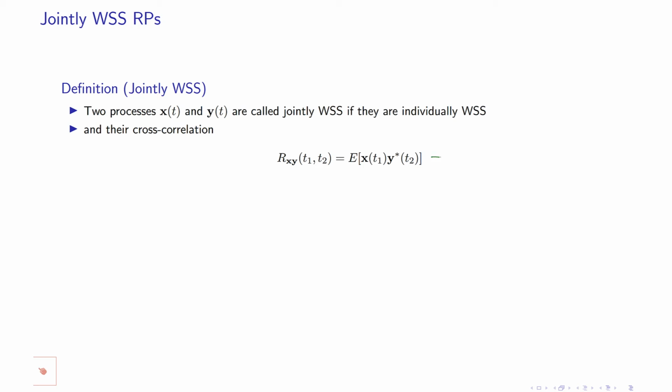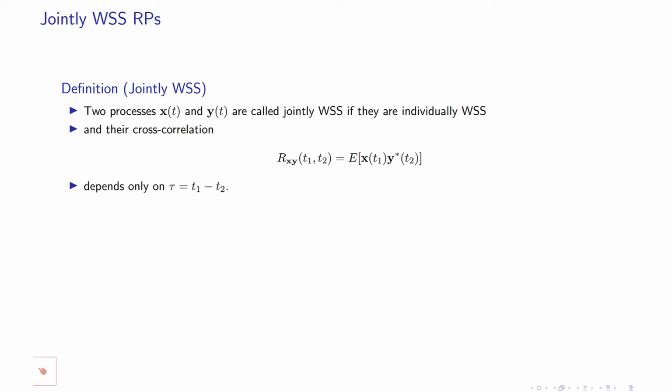So this one shall be equal to Rxy of t1 plus a time delay, let's say c, and t2 plus c, for all t1, t2, and c. In that case, two random processes are jointly WSS, or JWSS for abbreviation.